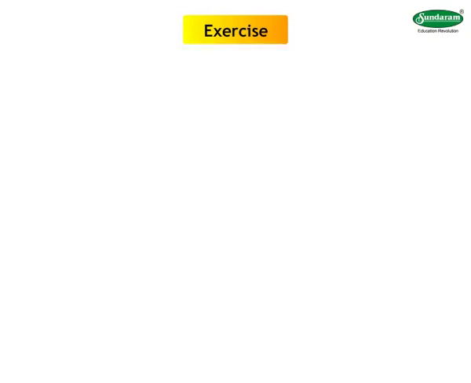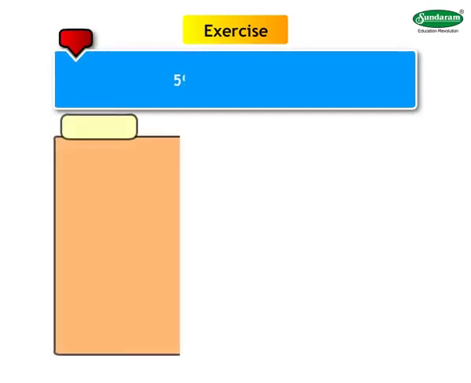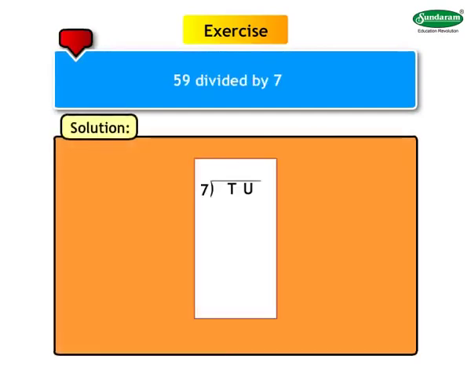Let us solve one more example. Divide 59 by 7. As 5 is smaller than 7, we will write 0 in the tens place of the quotient and also 0 below 5. We get 5 after subtracting 0 from 5. Now write 9 in front of 5.